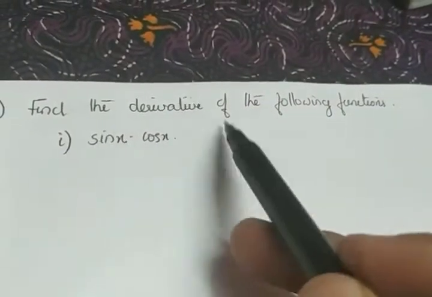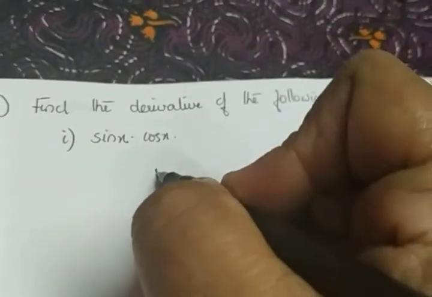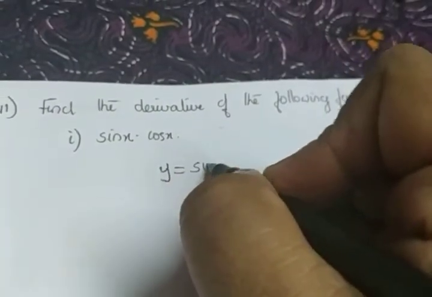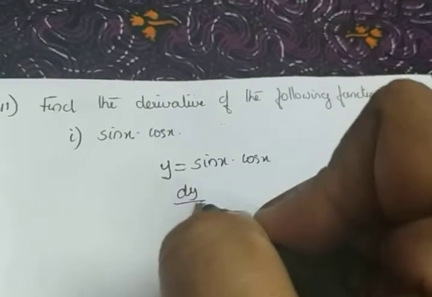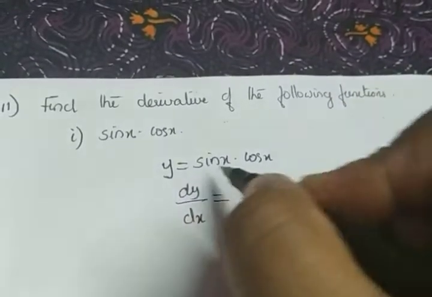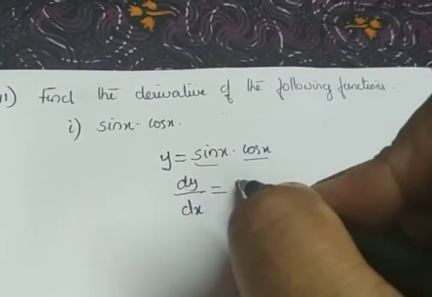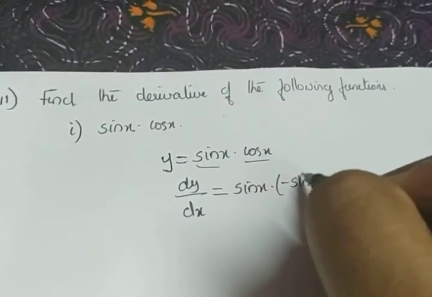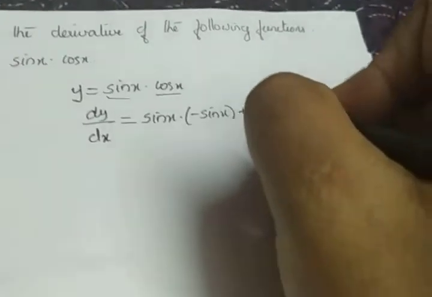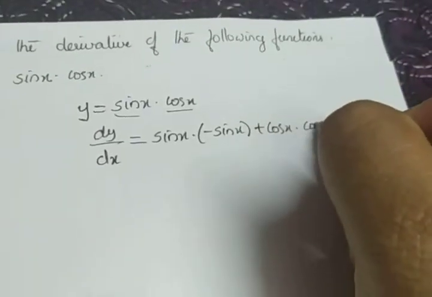The next one, find the derivative of the following function, sin x into cos x. So we will name it as y. Y is equal to sin x into cos x. dy by dx equal to, we have to apply product rule, first function, and this is the second function. So first function sin x into derivative of cos x is minus sin x plus cos x into derivative of sin x is cos x.